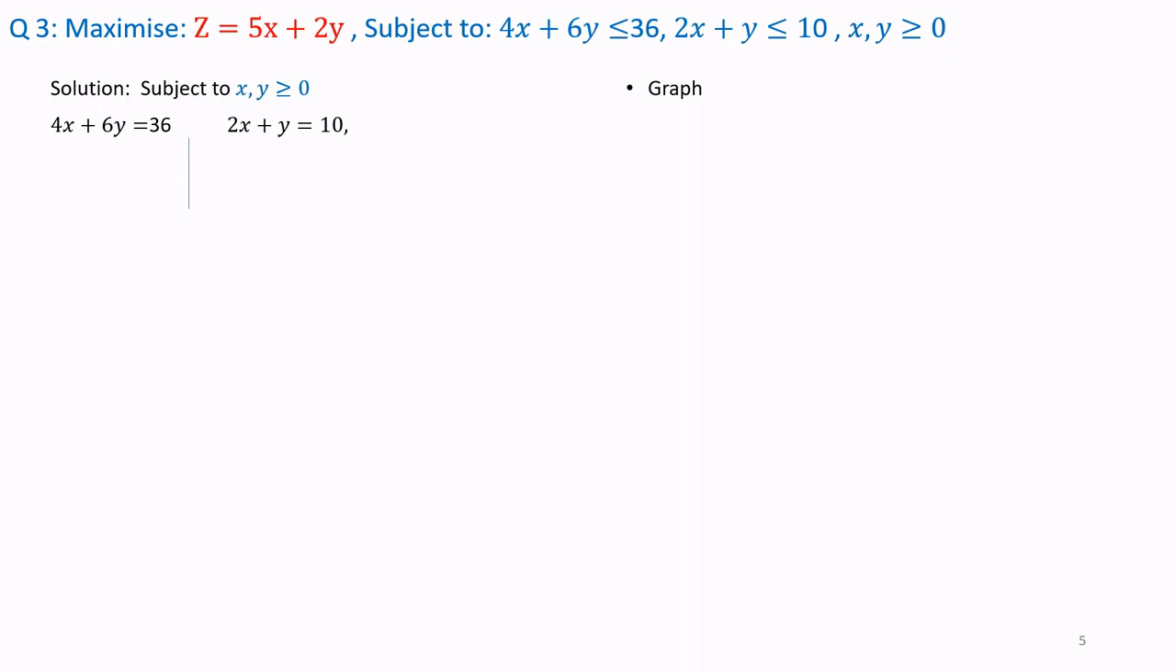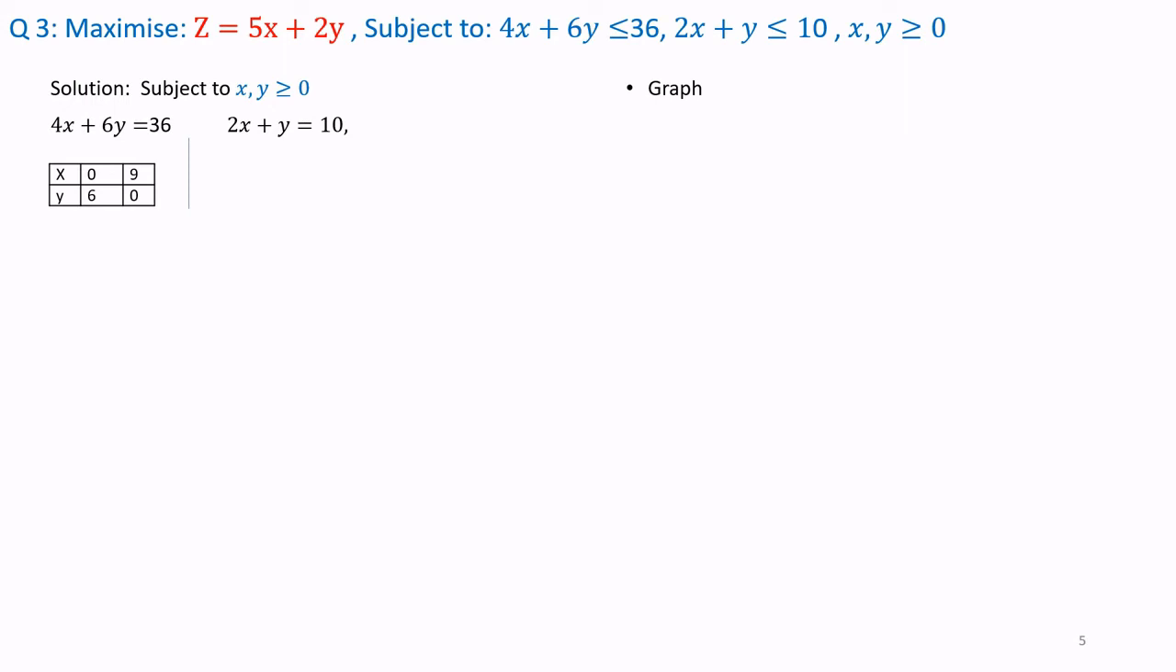So we will draw small tables for finding the 2 points for drawing the graph of the equations. So the first equation is 4x plus 6y is equal to 36. We will put x is equal to 0 in this equation. When we put x is equal to 0, 6y is equal to 36 or y is equal to 36 by 6 is equal to 6. So when x is equal to 0, y is 6.